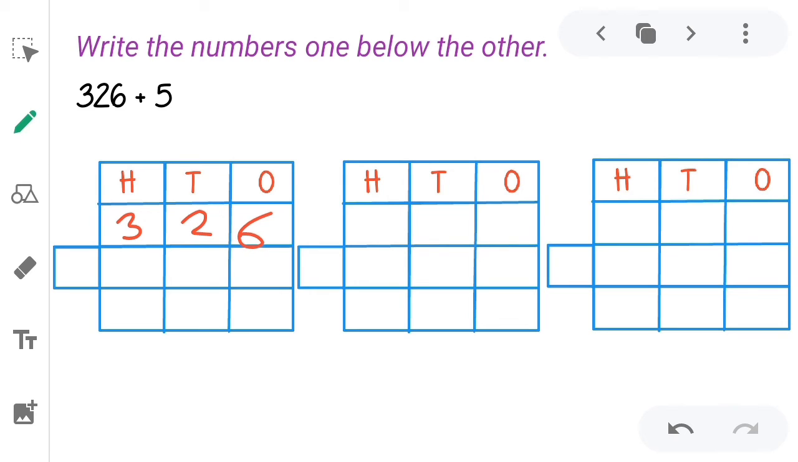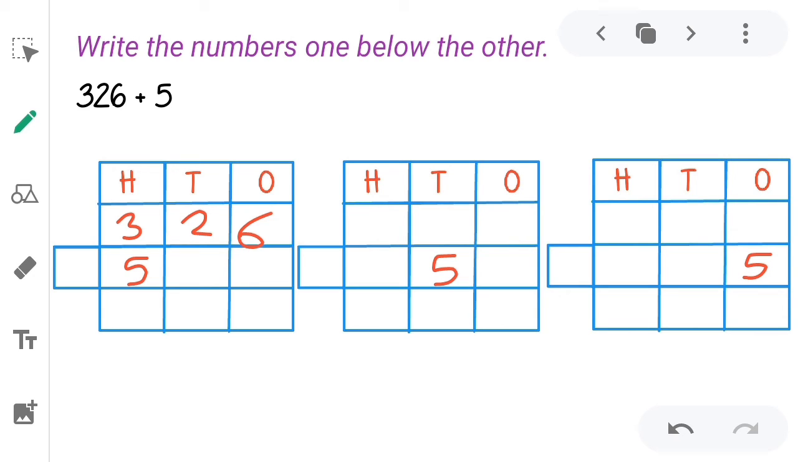Now the next number, that is 5. It is a single digit number. So children, will we write 5 here? No. Will we write 5 in the tens place here like this? No. So we will write 5 in the ones place because it is a single digit number.